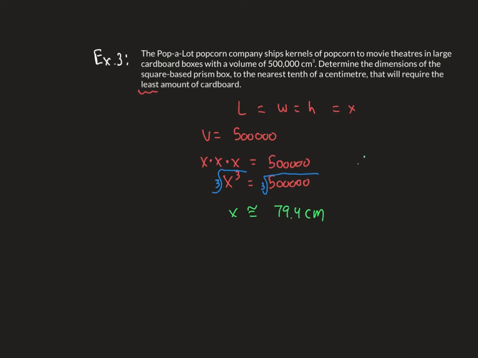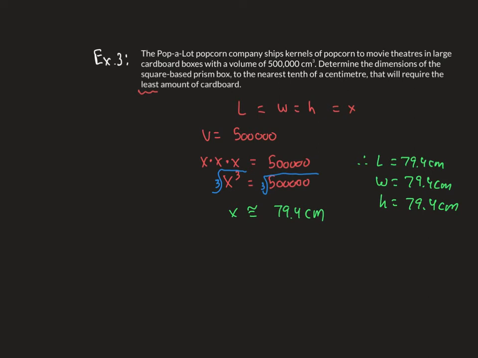So therefore, your length should be 79.4 centimeters. Your width should be 79.4 centimeters. Your height should be 79.4 centimeters. And that is going to give you the dimensions that will minimize the least amount of cardboard material. Okay?